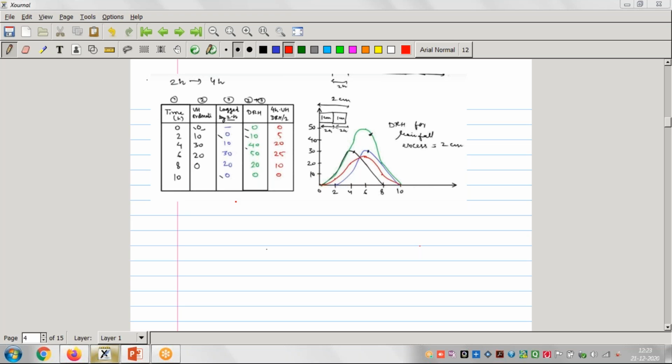See here, the table is given. You can see this time is given, right? And now I will explain to you. Suppose this is our catchment area, and this is the river, right?